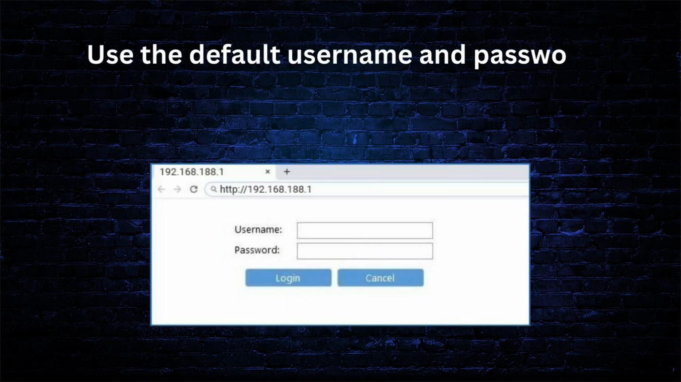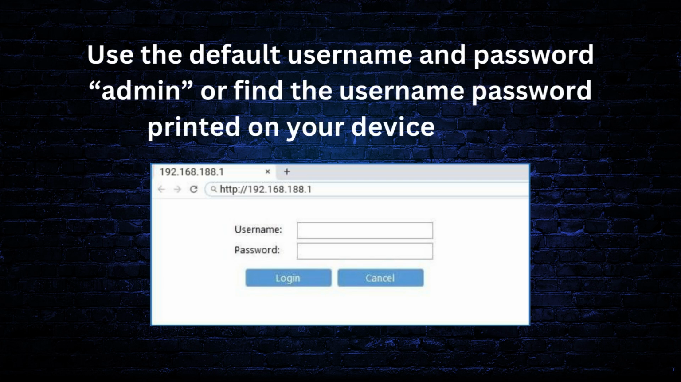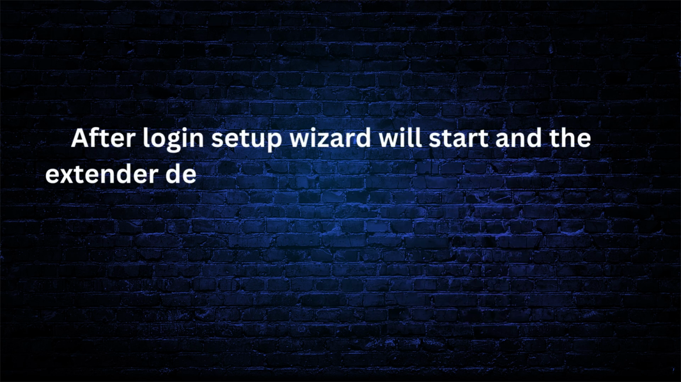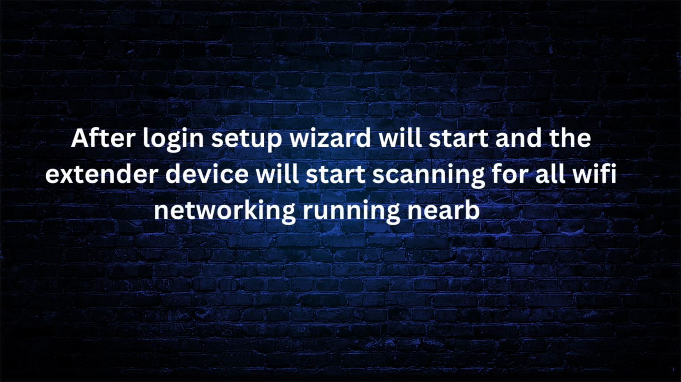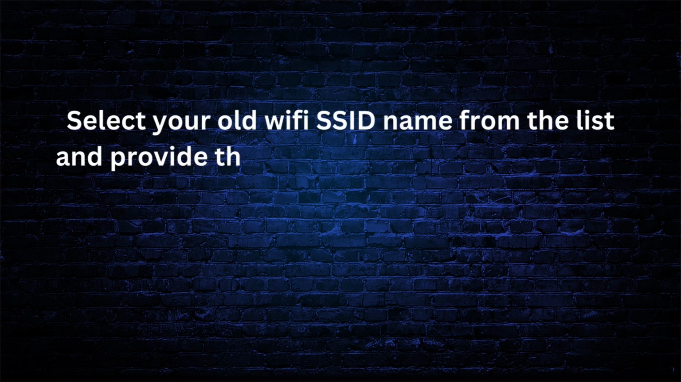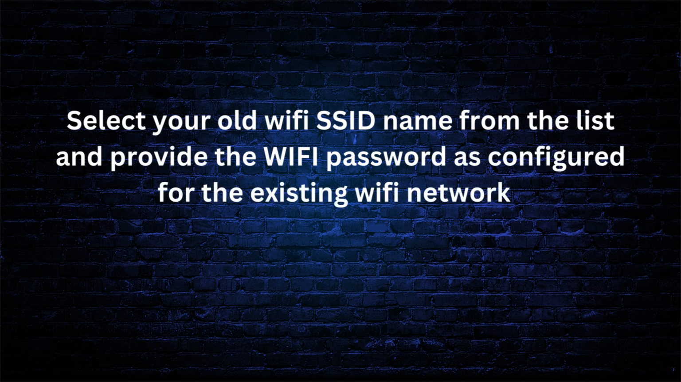Use the default username and password admin, or find the username and password printed on your device sticker. After login, the setup wizard will start and the extender device will start scanning for all Wi-Fi networks running nearby. Select your old Wi-Fi SSID name from the list and provide the Wi-Fi password as configured for the existing Wi-Fi network.